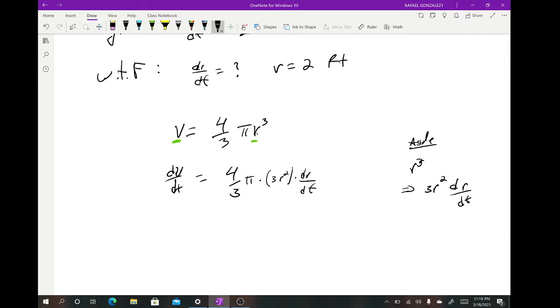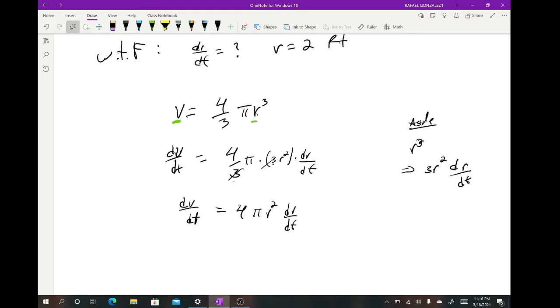And the reason why I'm writing it in this way is so you could see that the 3's are going to cancel here, because I have 3 divided by 3, or multiplied by 1/3. So they're going to cancel out. So we have dV/dt is equal to 4 pi r squared dr/dt. Again, 3 divided by 3 is 1.